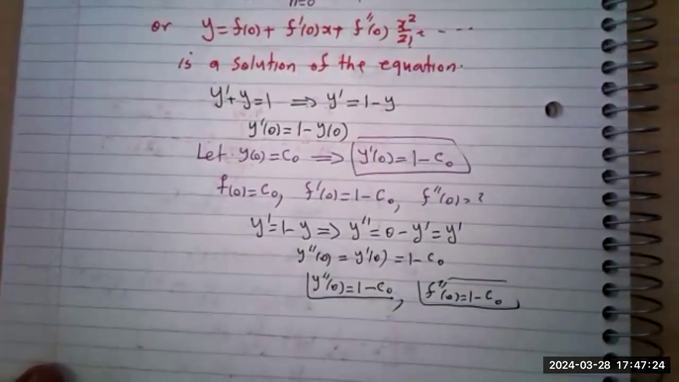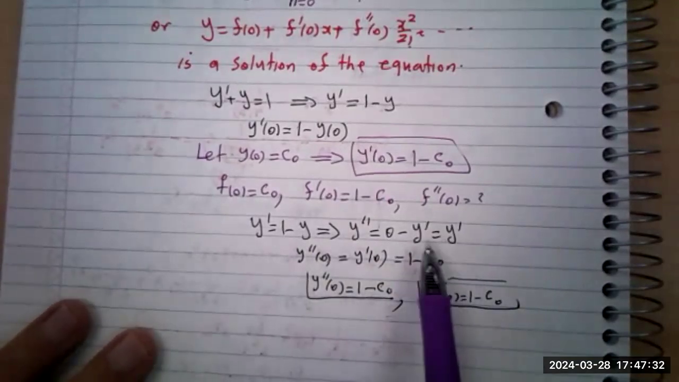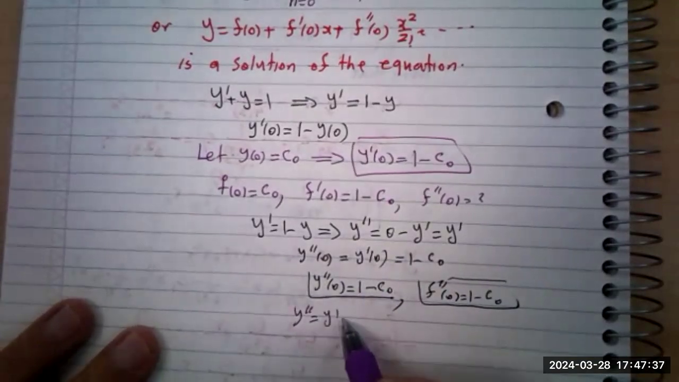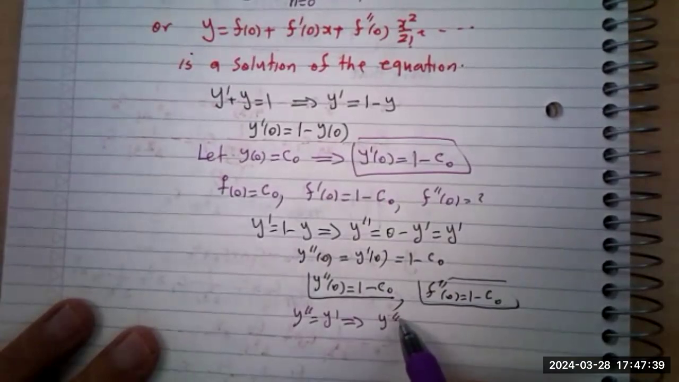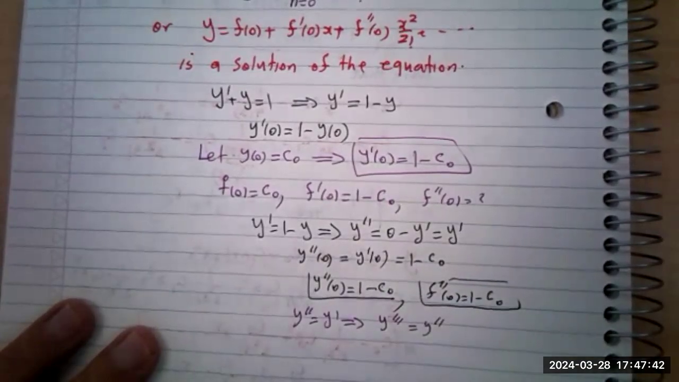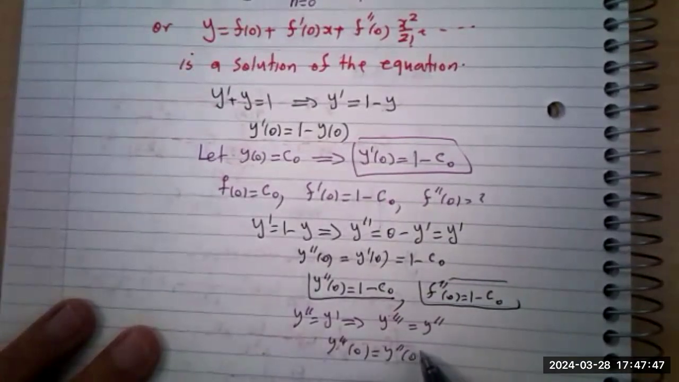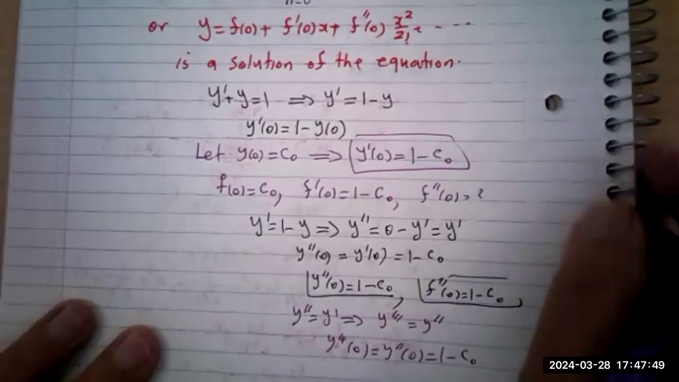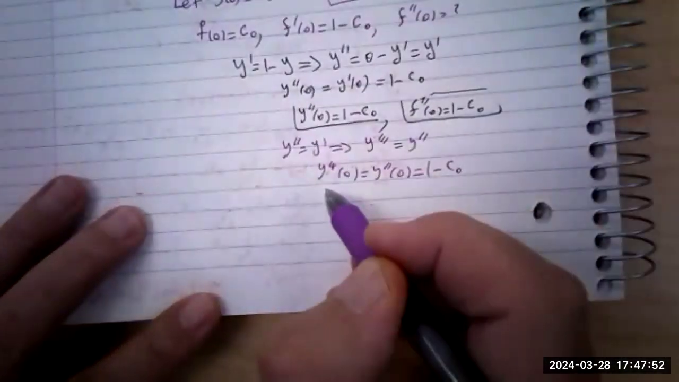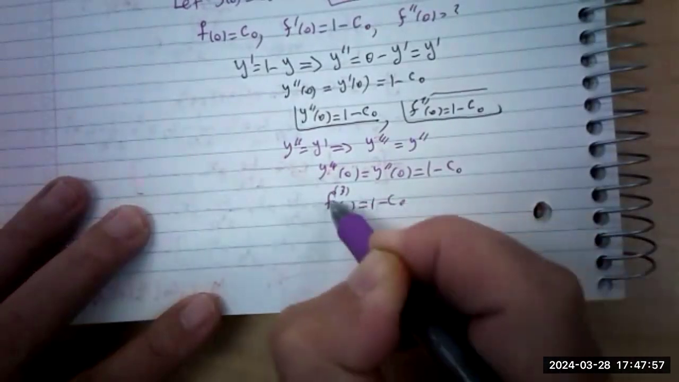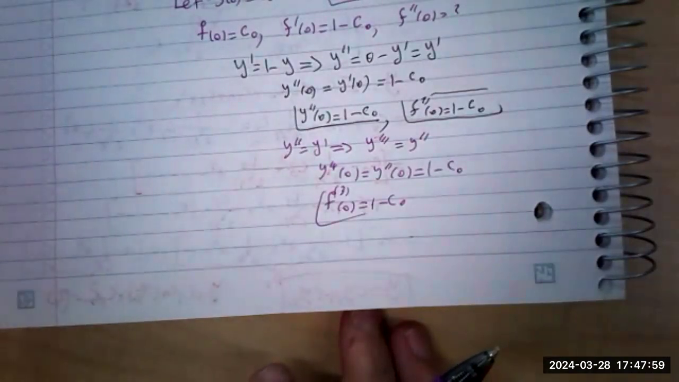If you continue, all of them are going to be the same thing, because you can differentiate it again. So you have y double prime equal to y prime. You differentiate it again, so y triple prime would be y double prime. So y triple prime of 0 would be y double prime of 0, which is 1 minus c naught again. So the third derivative at 0 is 1 minus c naught again. So all of them are going to be 1 minus c naught.